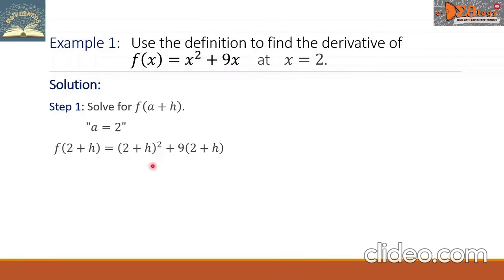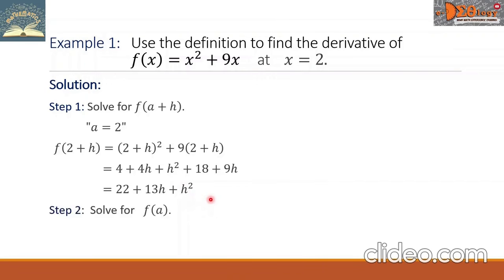We expand this square of binomial. So it will be 4 plus 4h plus h squared. Then 9 times 2 is 18. 9 times h is 9h. We can combine like terms. 4 plus 18 will be 22. 4h plus 9h is positive 13h plus the h squared.